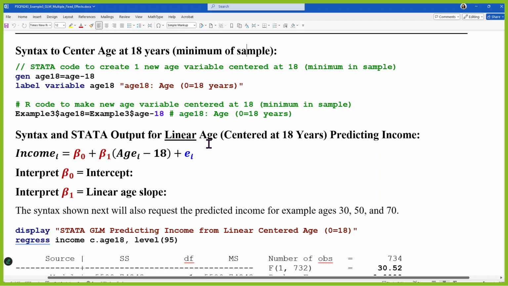So I want to show you in code and output in Stata and R what it looks like to fit a linear model for age and then a quadratic model for age. The linear model you already know how to do, but it's a point of comparison.